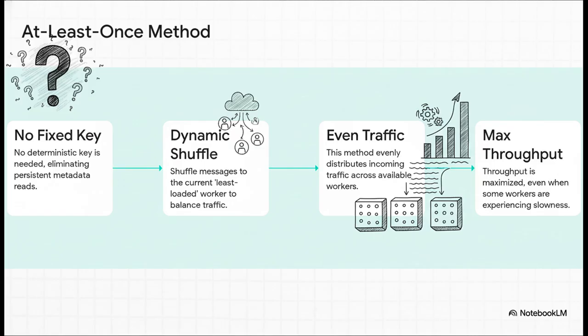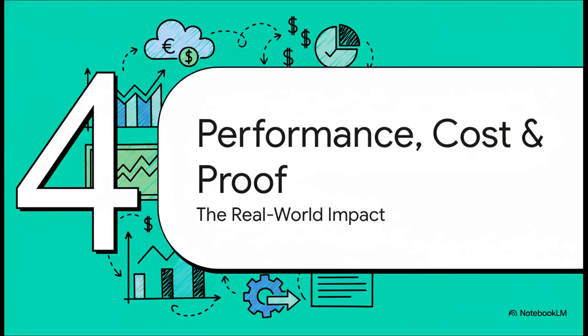If one worker slows down, it's no big deal. The traffic just flows right around it. Okay, so that's all the theory. But what does this actually mean for your cloud bill and your job's performance? Let's look at the data, because the real-world impact here is pretty staggering.